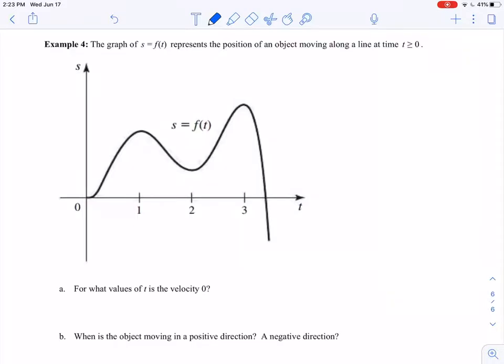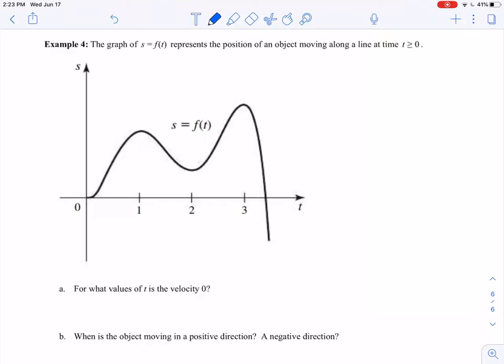I want to look at one more example that explores the relationship between position, velocity, and speed, particularly looking at the graph. So not being too concerned with the algebra behind it, but really looking at the graph and digging into the graphical interpretation of the derivative.